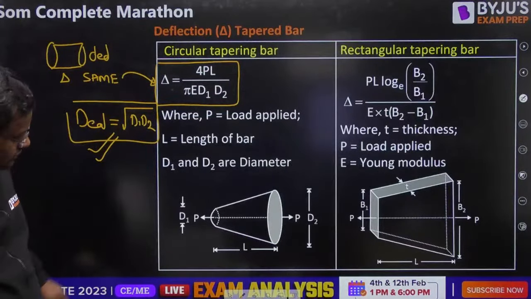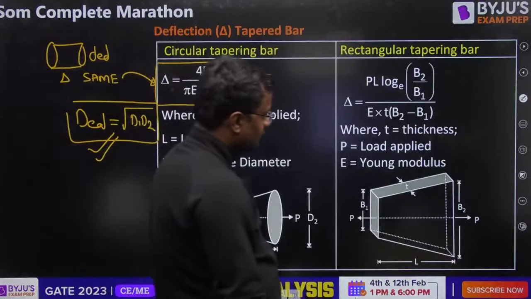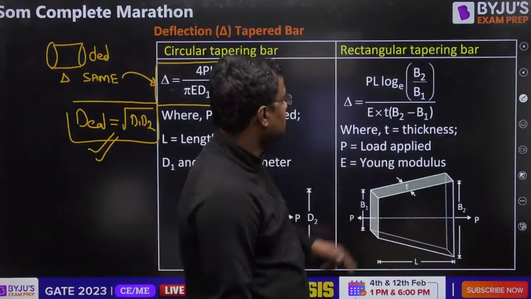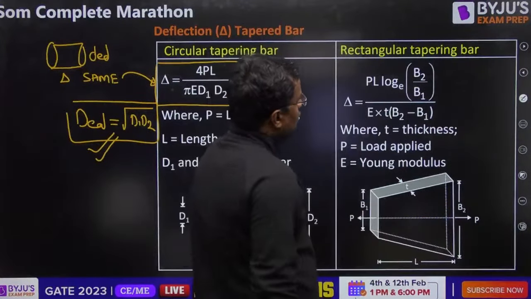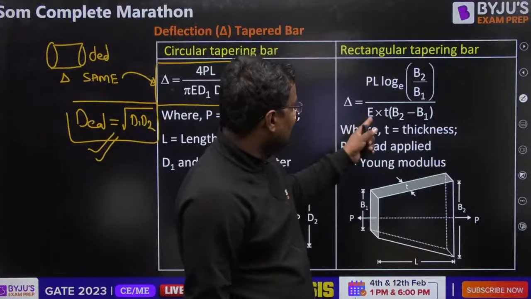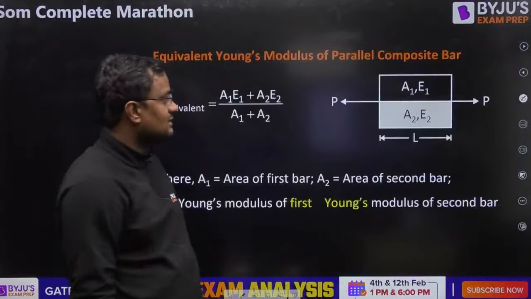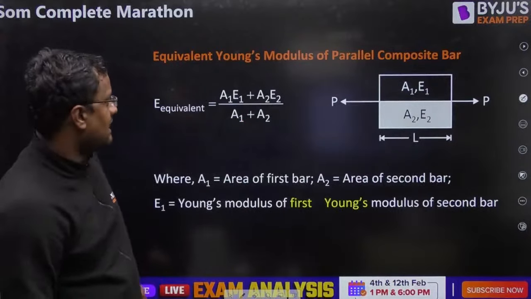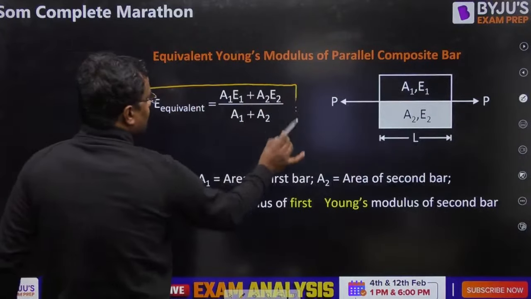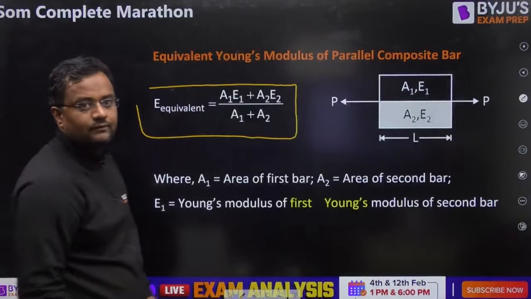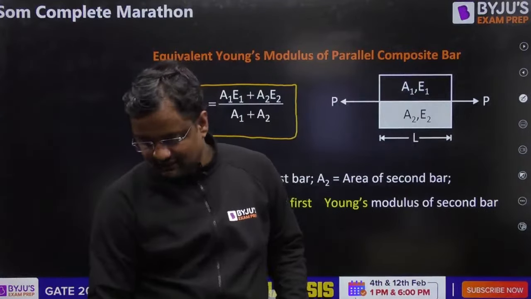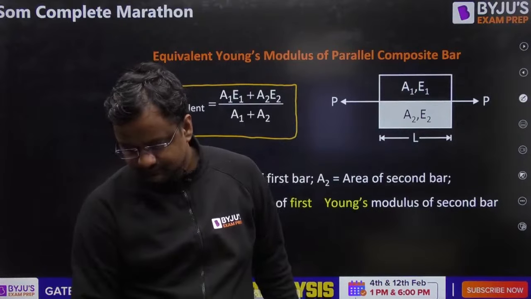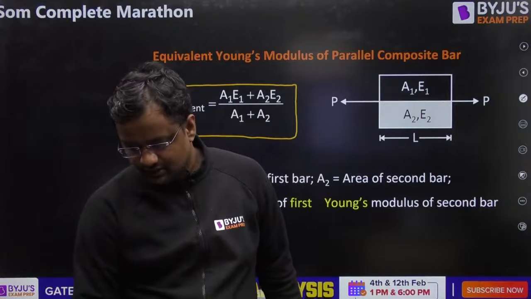So this is for the tapered bar. And for a constant thickness with width changing from B1 to B2, the deflection is given by PL log base e of B2 by B1, divided by E into T into B2 minus B1. If there are two parallel composite bars, then E equivalent is given by this formula. Understood?